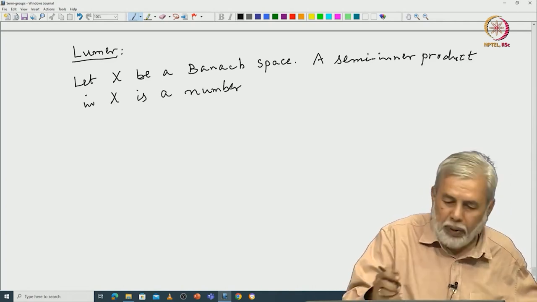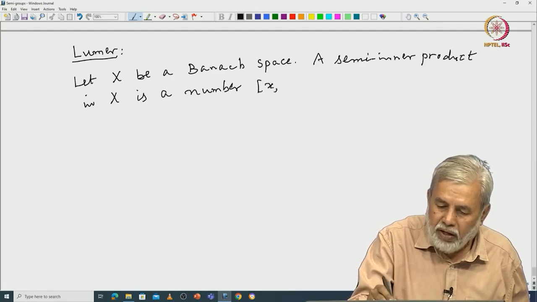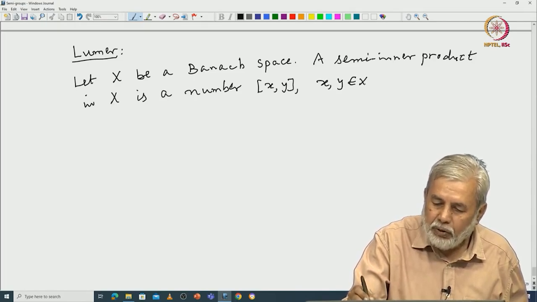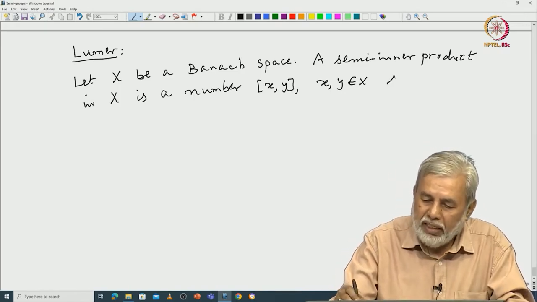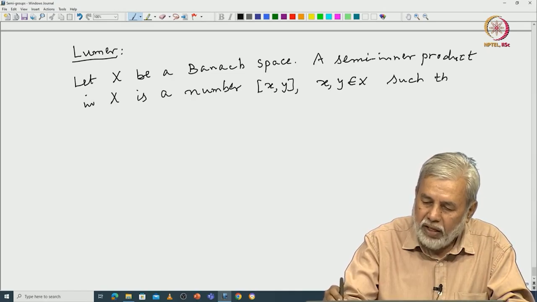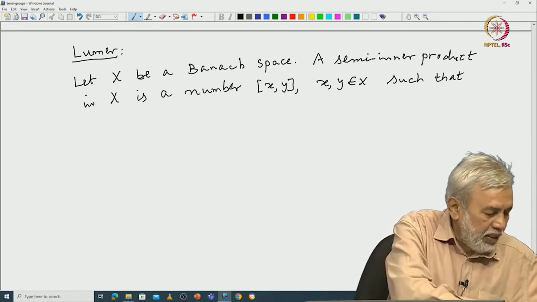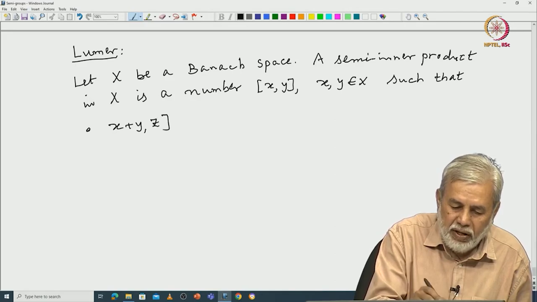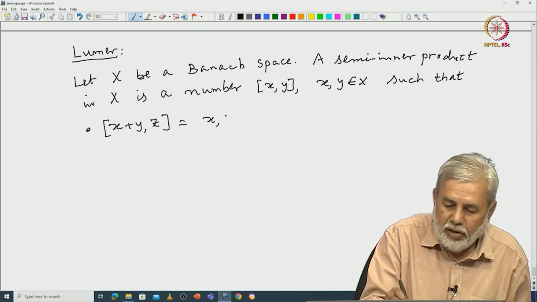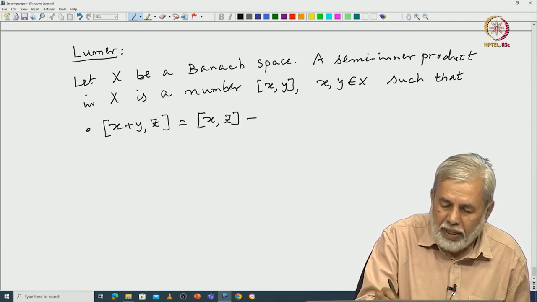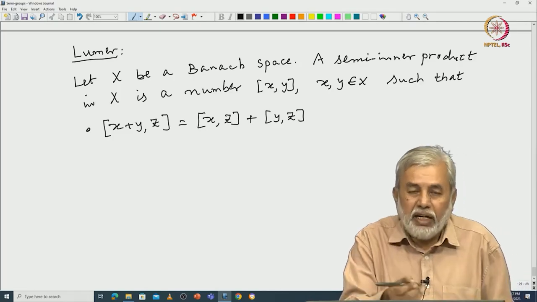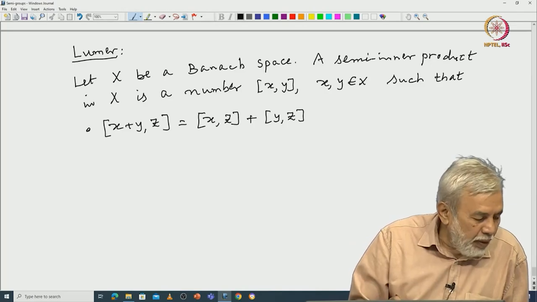which I denote by square brackets, for each pair of vectors in X, so you assign a number such that there are some properties. Let me write that: [x + y, z] is [x, z] + [y, z]. So, some properties are obviously missing from the properties of an inner product. You cannot expect every Banach space to have an inner product.